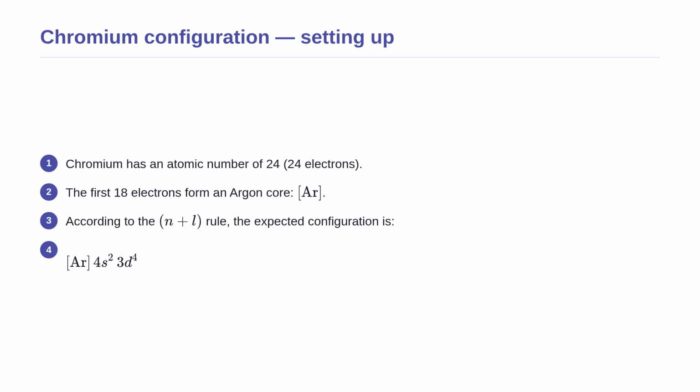To see this limitation in practice, let us look at the most classic example, chromium. Chromium has an atomic number of 24, meaning it has exactly 24 electrons. First, we will write the expected configuration using the standard n plus l rule. We account for the first 18 electrons using an argon noble gas core. According to strict Aufbau rules, the next 2 electrons fill the 4s orbital, and the remaining 4 electrons go into the 3d orbital. This gives us an expected configuration ending in 4s2 3d4. But as we just learned, this is not the reality.